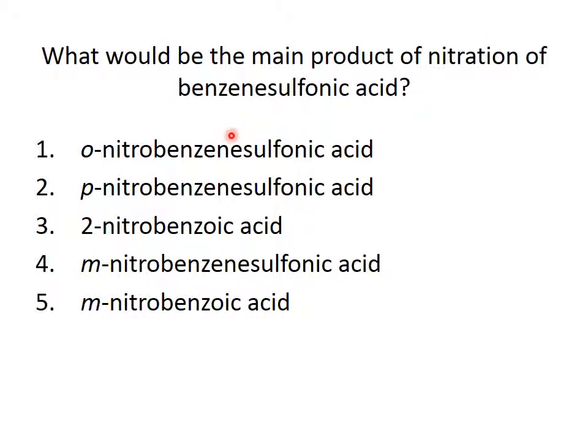So what would be the main product of nitration of benzenesulfonic acid? Well, if I look at benzenesulfonic acid, it's got the sulfonic acid group on it, which is a meta-director. So the nitration is going to occur on the meta position. So it's going to be meta-nitrobenzenesulfonic acid.